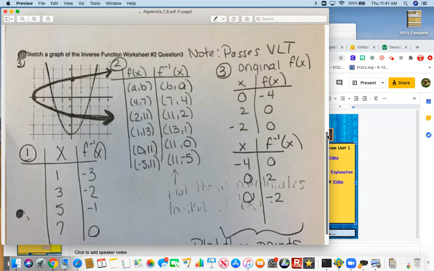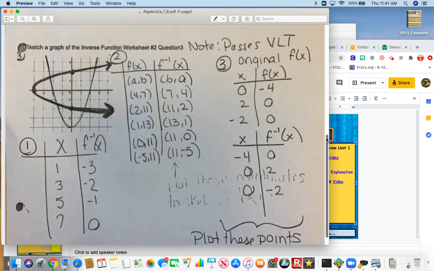Now the last one's probably the trickiest one. So 1 and 2 are solutions to the worksheet, which I think you can see, but I wanted to go over the graph part. So this part is the graph you're given. A regular old parabola that opens up and it passes the vertical line test. So that means the inverse exists.